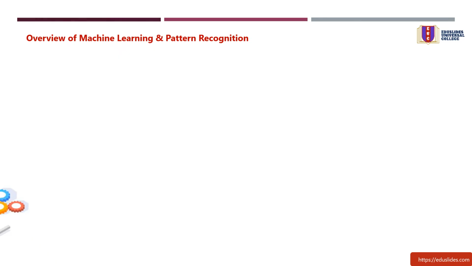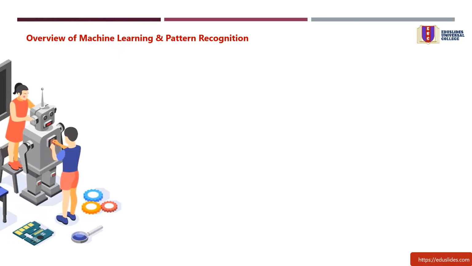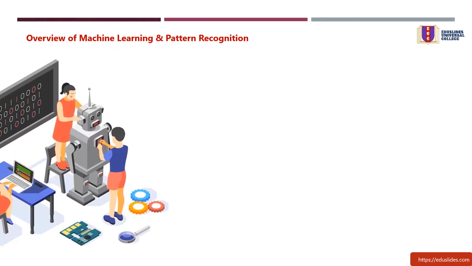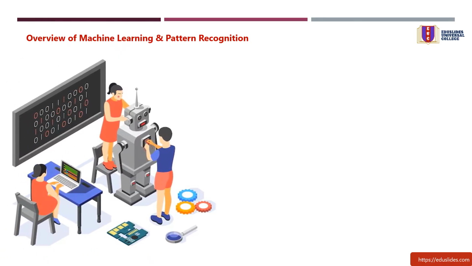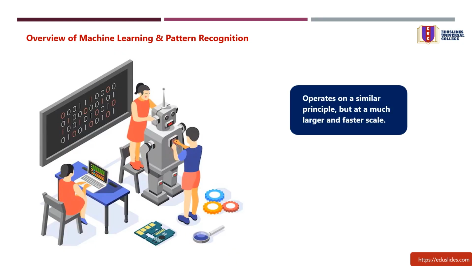Overview of machine learning and pattern recognition. Patterns are an integral part of our everyday lives, influencing everything from the clothes we choose to the technologies we interact with. Machine learning operates on a similar principle, but at a much larger and faster scale. In this video, we will delve into the concept of pattern recognition and discuss its vital role in the field of machine learning. How machine learning works.